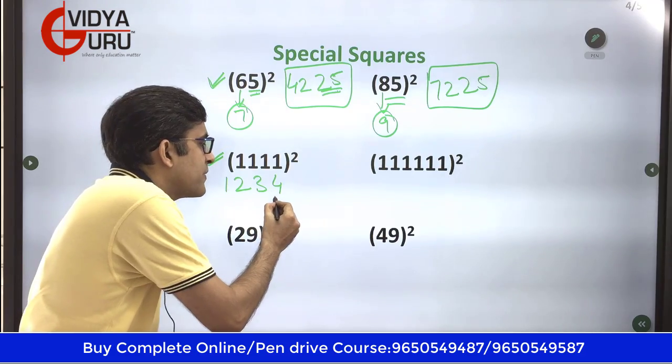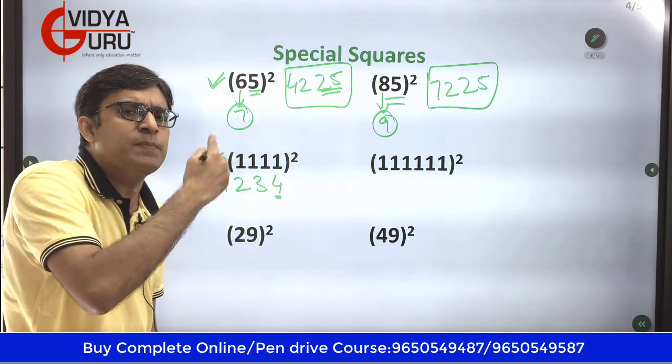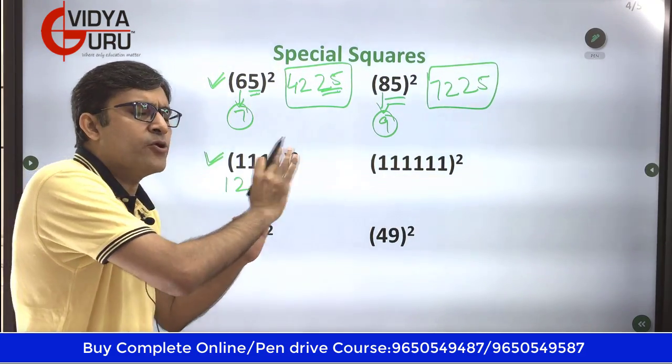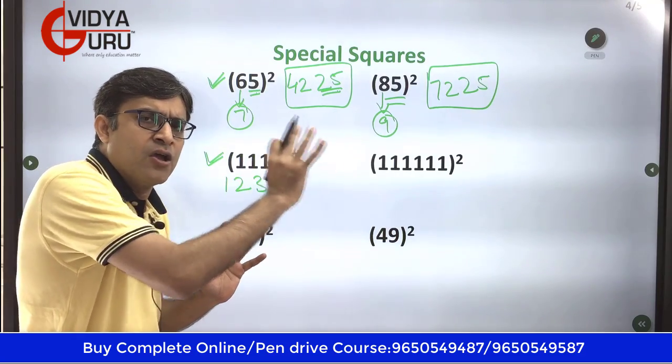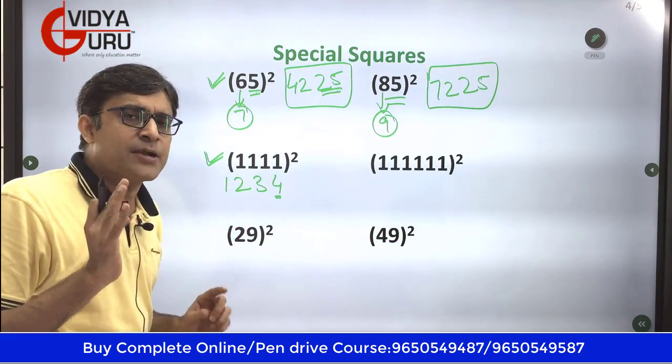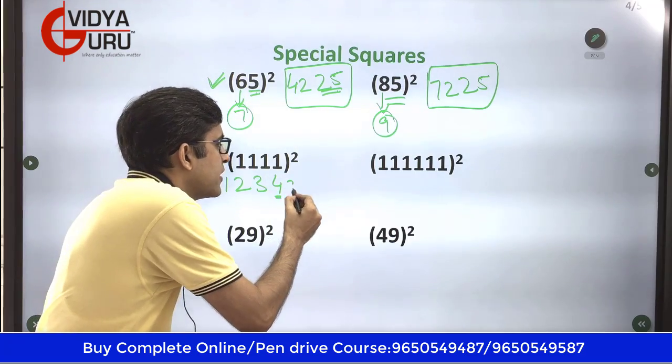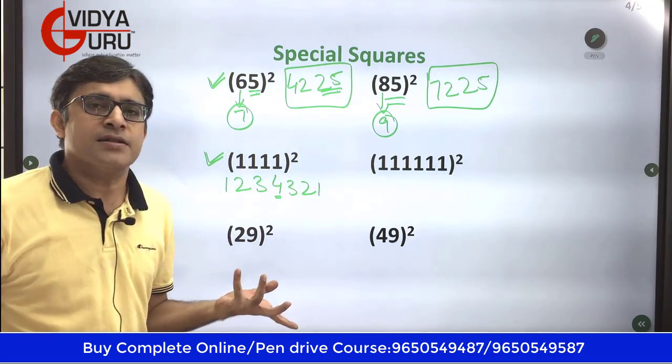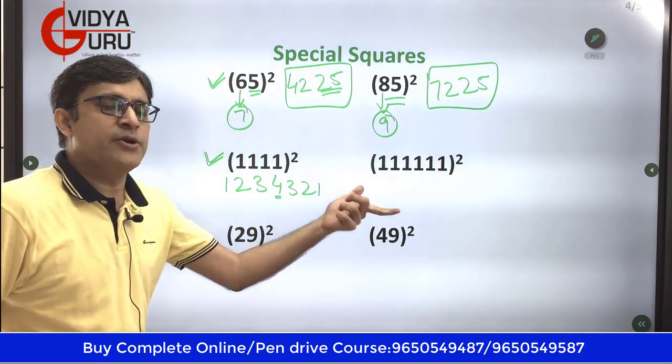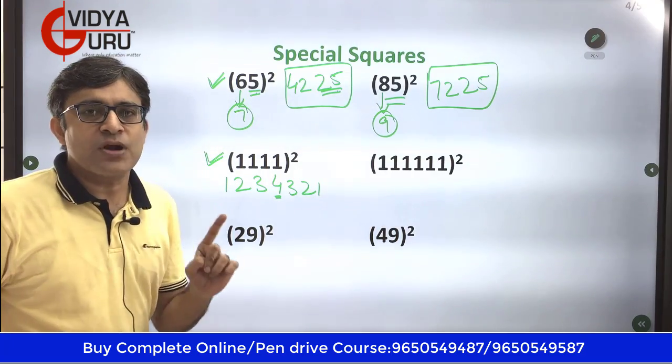So this 4 will remain as it is. I'm not going to repeat this 4. I'm simply going back to 1. So 4, 3, 2, 1, and that's the answer. 1, 2, 3, 4, 3, 2, 1. Sure? I'm repeating what I've done.